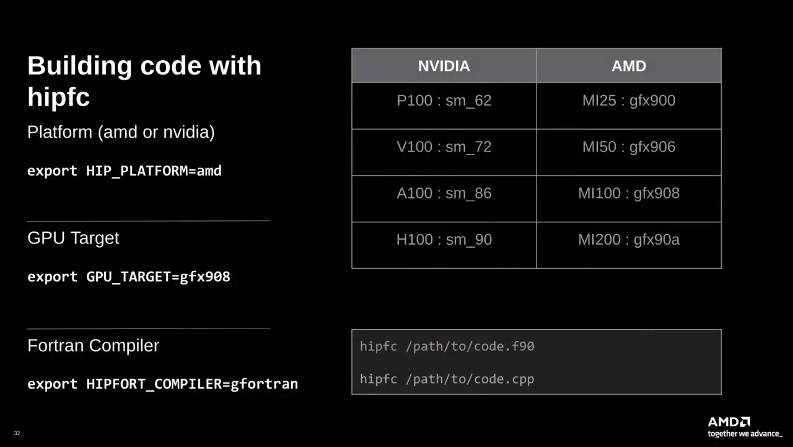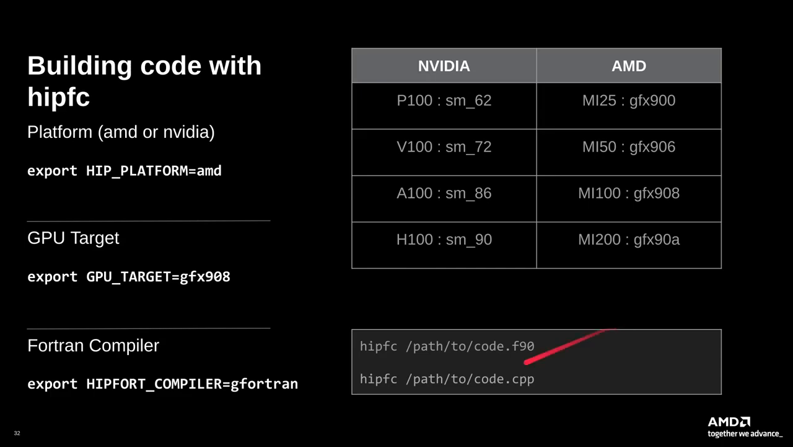To build hipfort code, you can use the hipfc compiler. Now hipfc can be used to build both your Fortran code and your C++ and hip code. So hipfc, like hipcc, is a Perl script wrapper. It's going to determine based on the file extension whether to use your preferred Fortran compiler or to use hipcc. And then hipcc is going to make its decisions whether to use nvcc or the hip clang compiler.